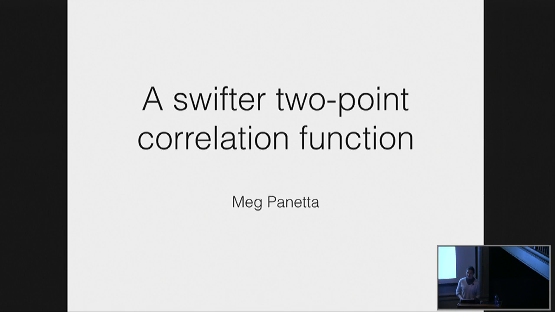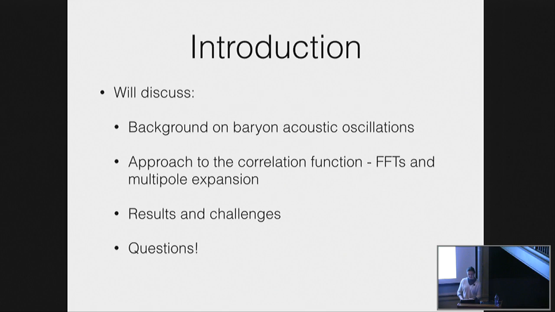So I'm Meg, and I've been working with Professor Eisenstein, and actually indirectly with Zach, on a project to use fast Fourier transforms to calculate the two-point correlation function for a galaxy sample or a mock galaxy sample based off of the Sloan Digital Sky Survey. Today I'm going to talk briefly about the background on baryon acoustic oscillations and this characteristic distance scale that we look for in galaxy clustering. Then I'll talk about the approach to the correlation function that we used, and then the results, some of the challenges and ways to move forward. And then I will have questions, which will be awesome.